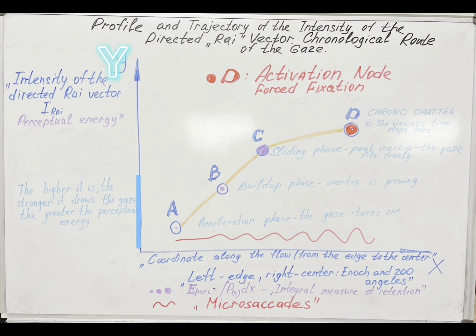Along the y-axis, the perceptual energy of the directed vector stream ray is plotted. The higher the coordinate, the stronger the physical substance of the knife stroke pulls the pupil of the observer. Along the x-axis, the spatial coordinate along the stream is fixed, tracking from the edge of the painting straight to its very center point. 4 chronoshutters of the trajectory. Look closely at the curvature of the thick golden line. The ballistics of the pupil are broken down into 4 strictly coordinated stages.